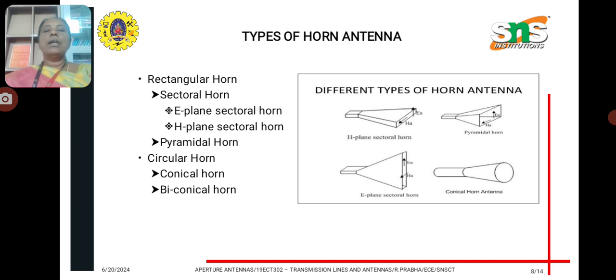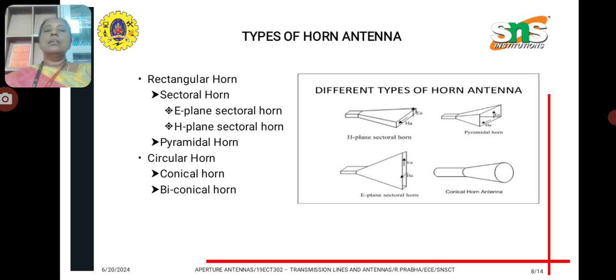Types of horn antenna: we have the sectoral horn. There are two types, E-plane sectoral horn and H-plane sectoral horn. This is based on the flaring direction. If the flaring is done in the E direction, that is the vertical direction, it is called an E-plane sectoral horn. If the flaring is done in the horizontal direction, it is called an H-plane sectoral horn. And if flaring is done in both E and H directions, it is called a pyramidal horn.